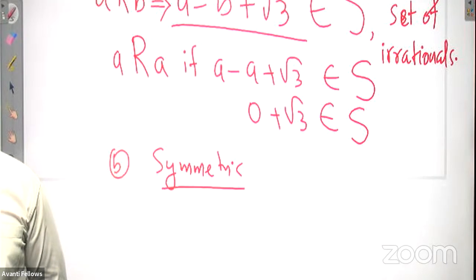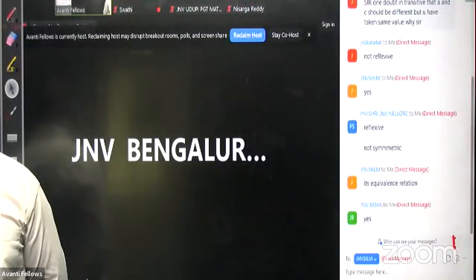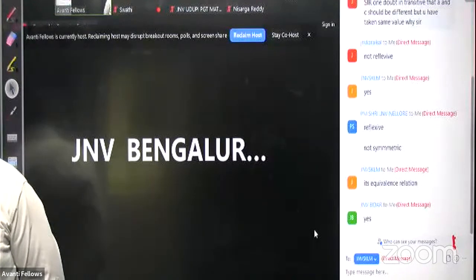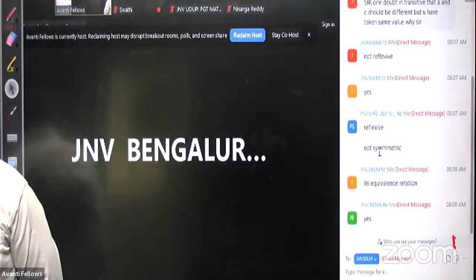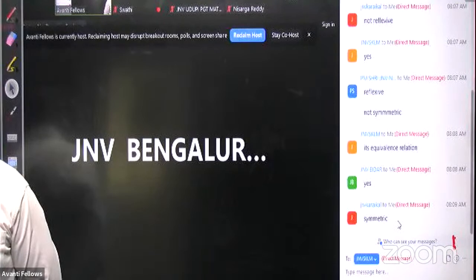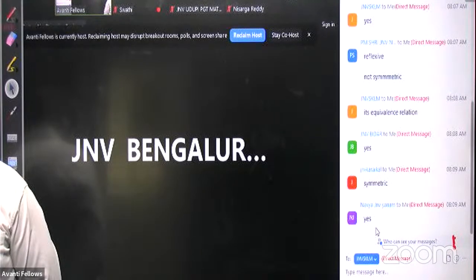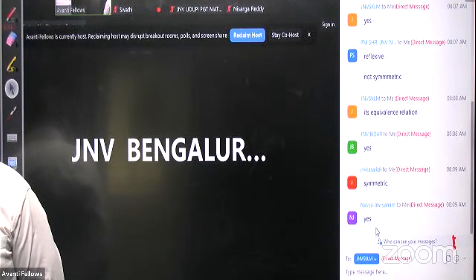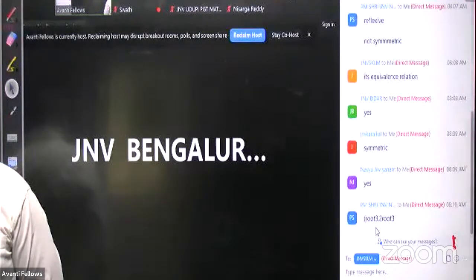Is it symmetric or not? I want the response from your side. Not symmetric. Yes, symmetric. So different opinions are there. Somebody is saying it is symmetric. It's an equivalence relation also. Somebody has concluded that it is an equivalence relation also. Okay. Anyway, you are trying. That's good.